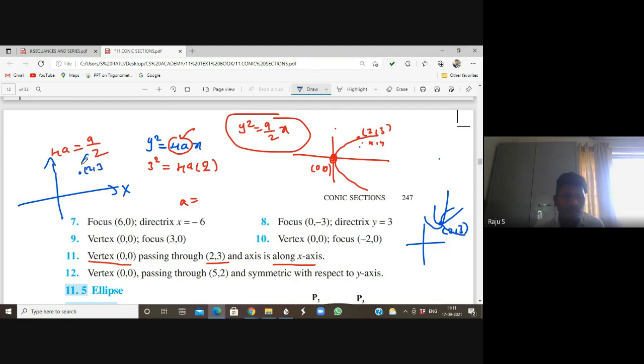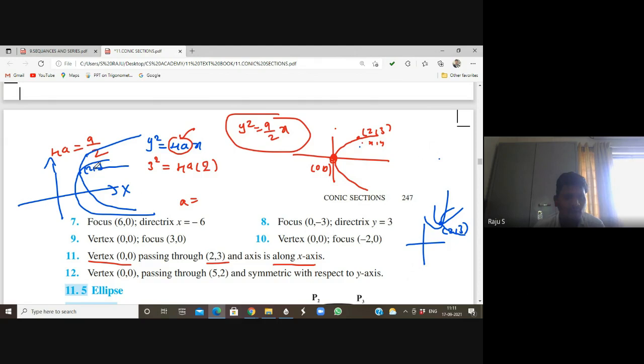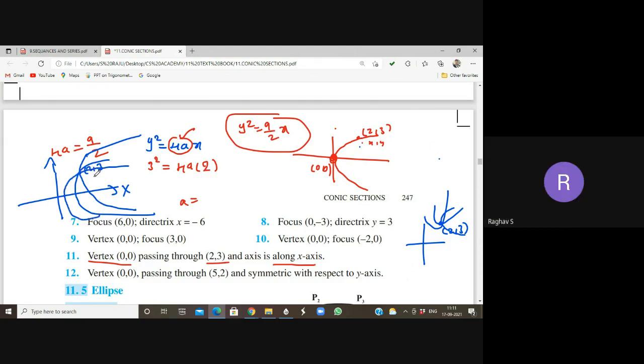I may take the parabola like this. Is it not along the x-axis? I may take the parabola like this. If they do not say it is along the x-axis, and give a different vertex, how to solve this question, sir?